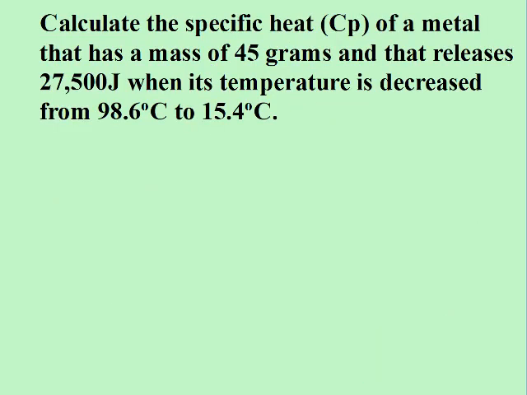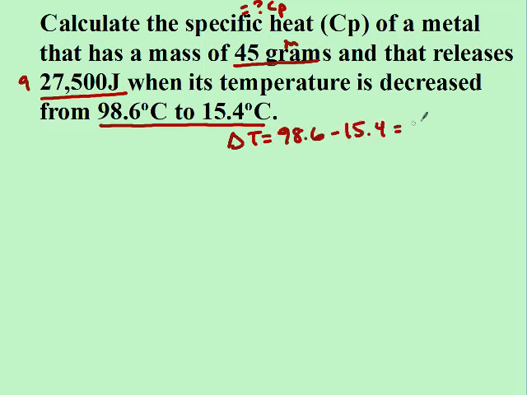Go ahead and pause the video and try this one on your own as well. Restart when you are done. So we don't know the CP. We know the mass. We know the Q. And we need to calculate our delta T. So subtracting those, we get 83.2 degrees Celsius.